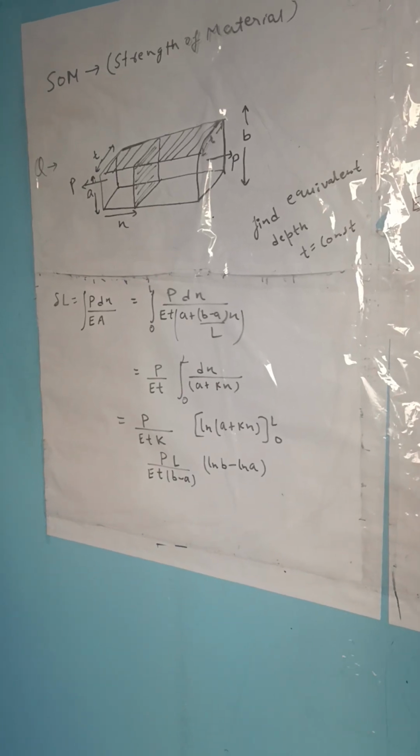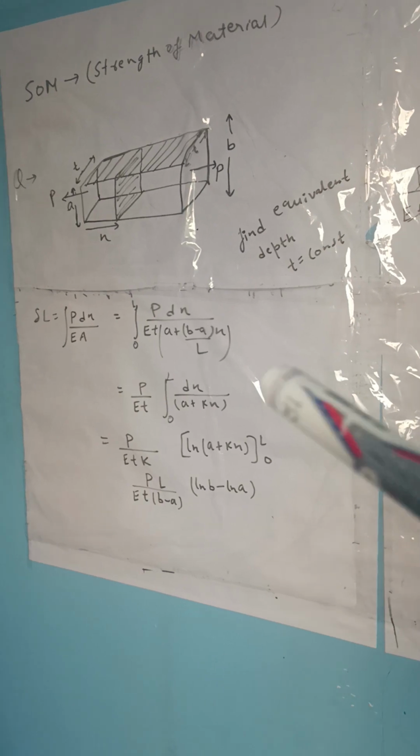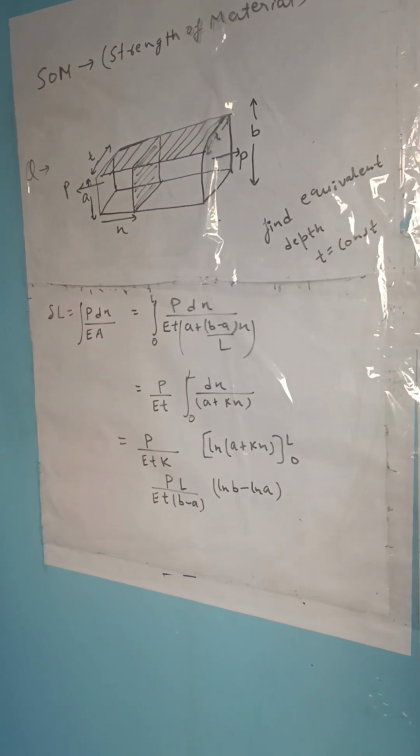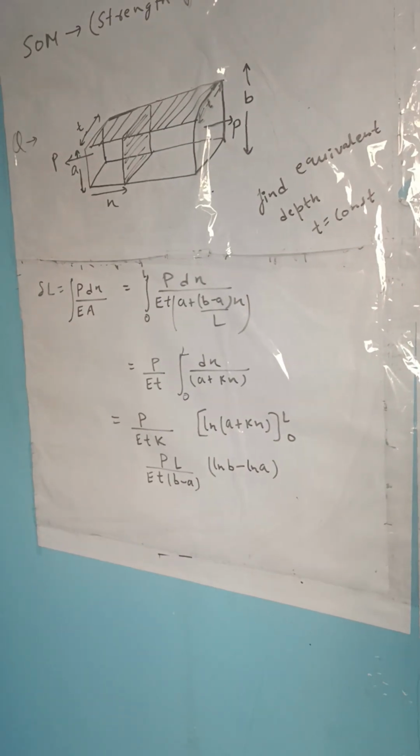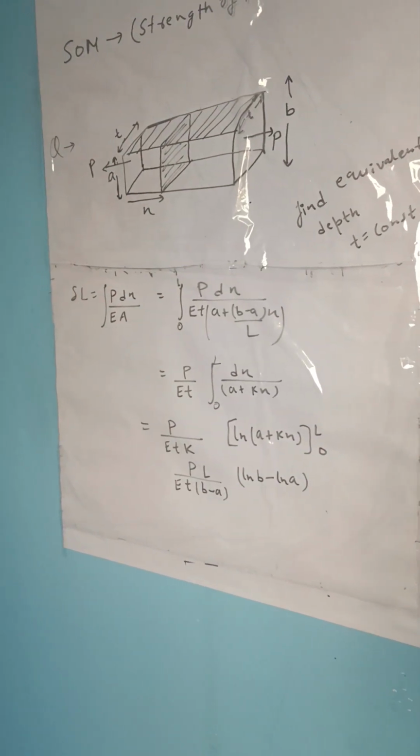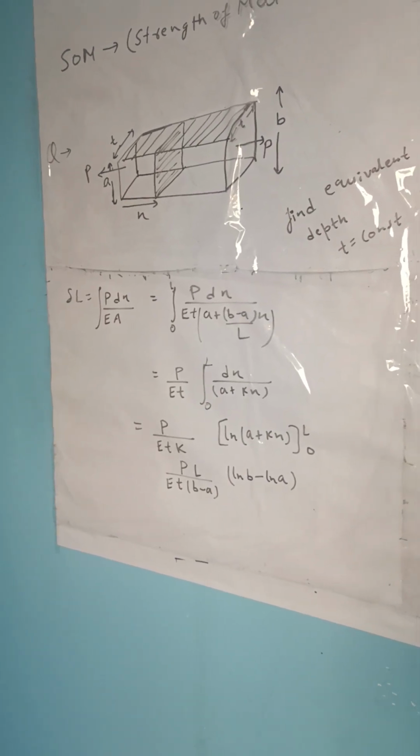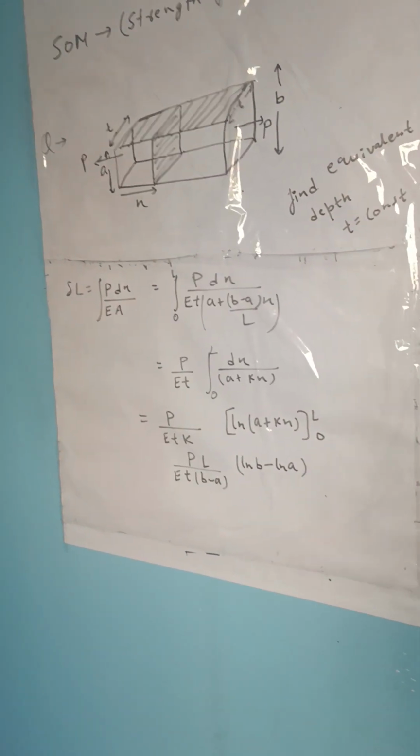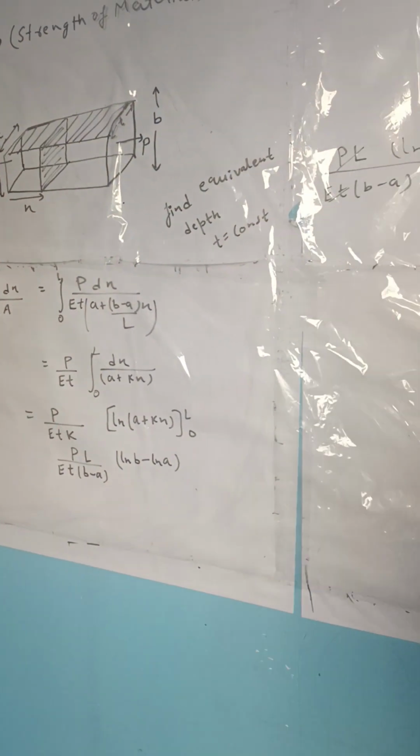So good evening friends. Here we are given a question where we have to calculate the equivalent depth. A bar is given, which is a varying bar, or the depth is variable, and the depth is varying linearly. It is given in the question that the thickness of the member is constant.